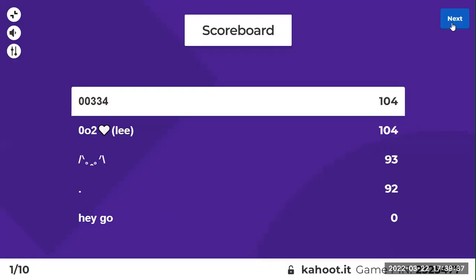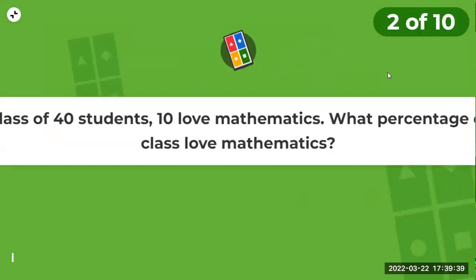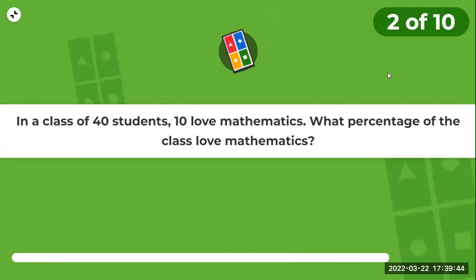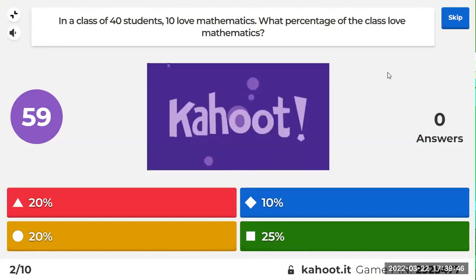So let's go ahead, guys, to question number 2. In a class of 40 students, 10 love mathematics. So what percentage of the class love mathematics? Now remember, this is percentage, right?